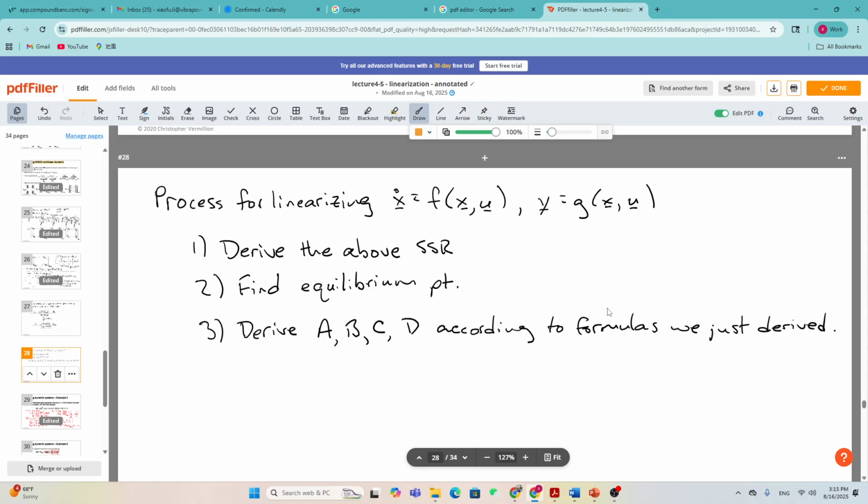Here is the correct process you should use for linearizing a nonlinear dynamical system, which can be expressed by x dot equals f of x and u, and y equals g of x and u. First derive the state space representation, then find your linearization with respect to the equilibrium point. This equilibrium point, as we mentioned, gives you the time invariant system. Then derive A, B, C, D accordingly to finalize the formula.